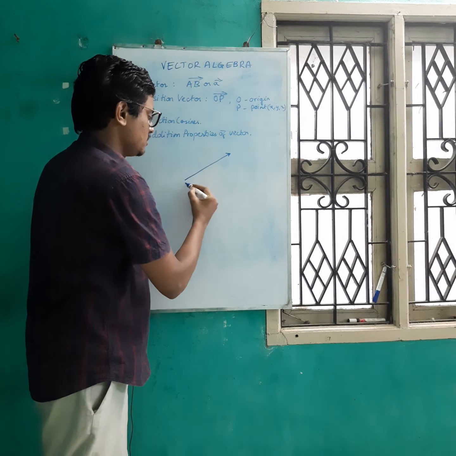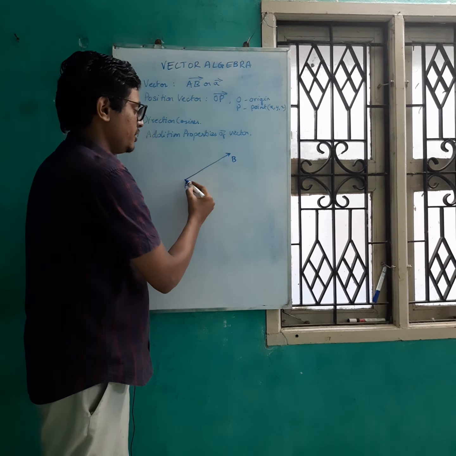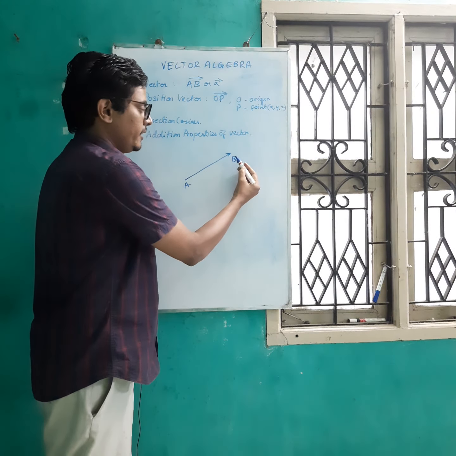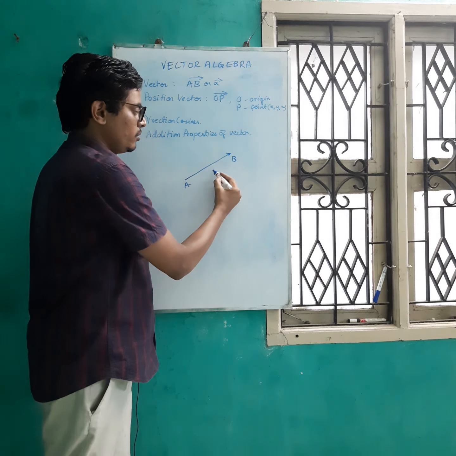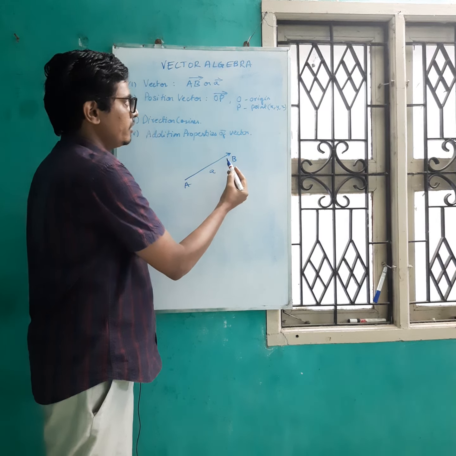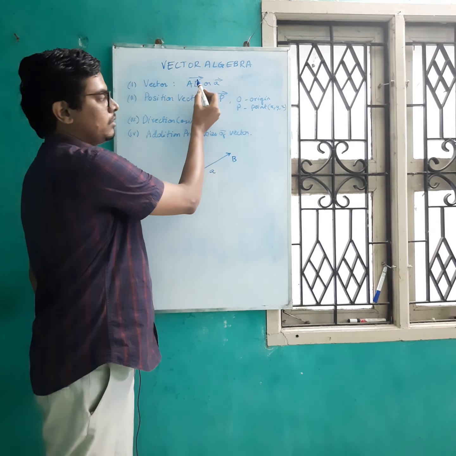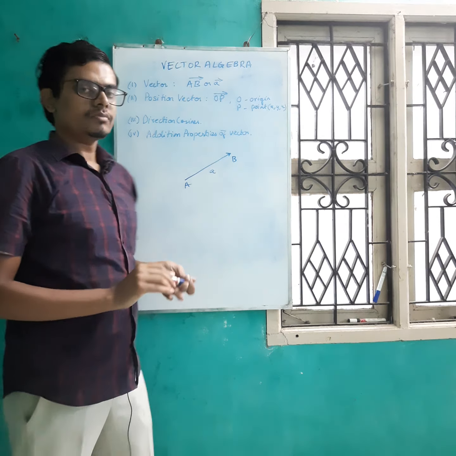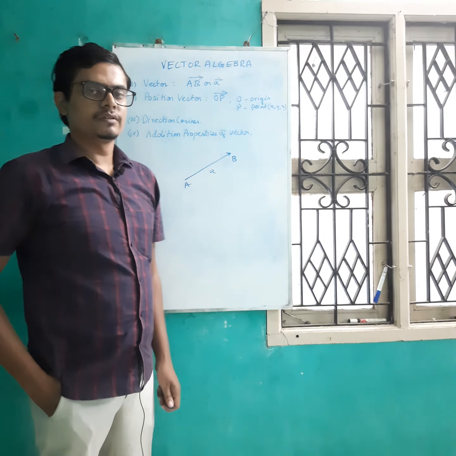Say if you say this AB, starting initial point A and final point B, then it has a direction from A to B and magnitude AB. So you can denote it by AB with an arrow mark on the upper side, or simply A vector. Okay. Next concept is position vectors. What is a position vector?